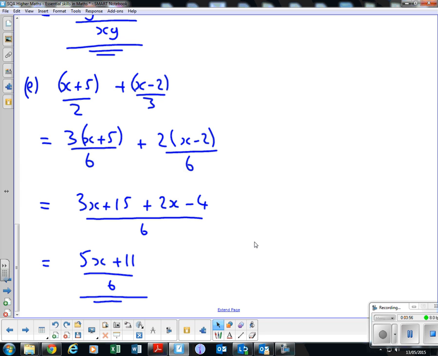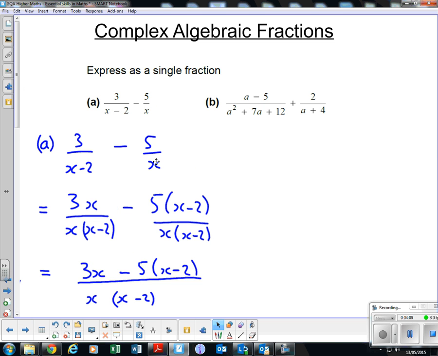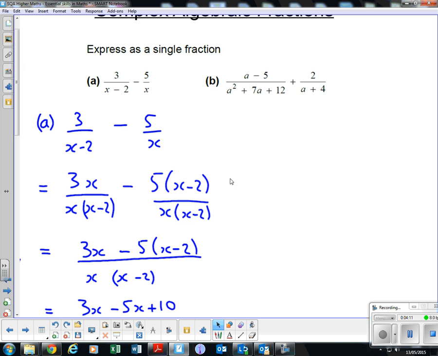All right, we can have a go at exercise 6 on page 327. I'm going to look at 2 slightly harder examples now.